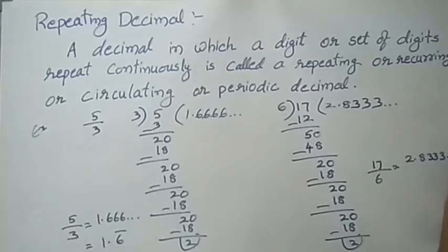2.8333. It's continued. So we can write 2.8 and only this 3, means here the digit 3 is recurring, it's repeating. So that's why 2.8 3 bar. The bar is for only 3, because the digit which is recurring, for that only we can use it.